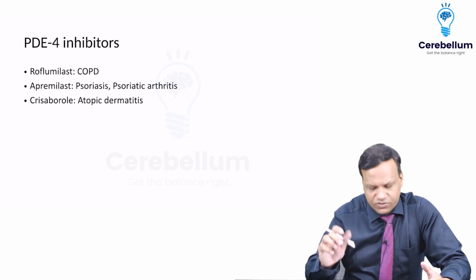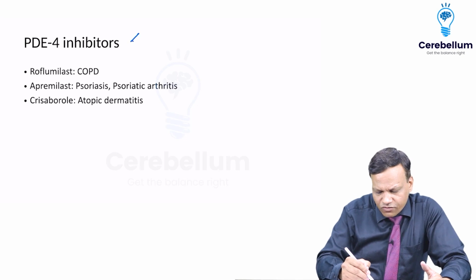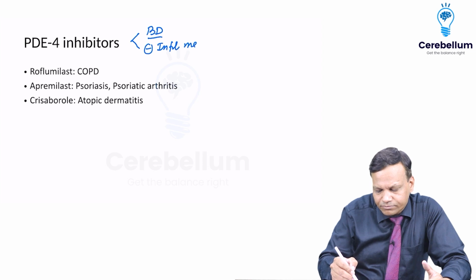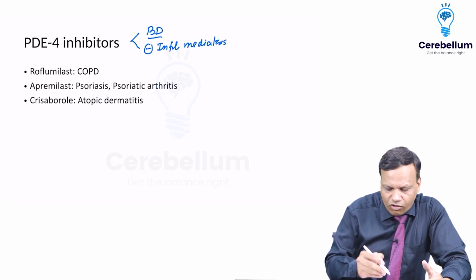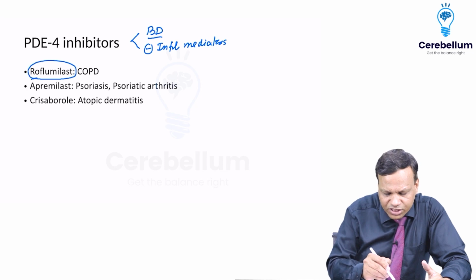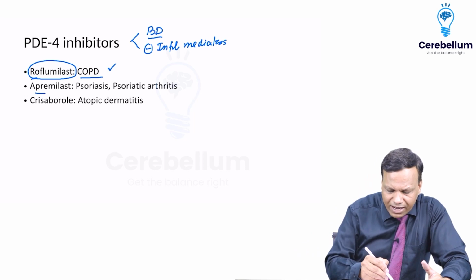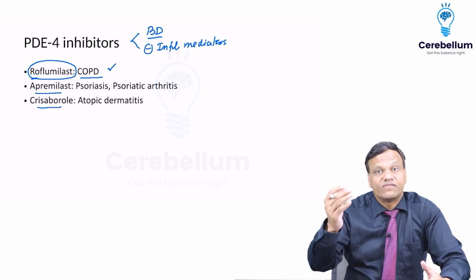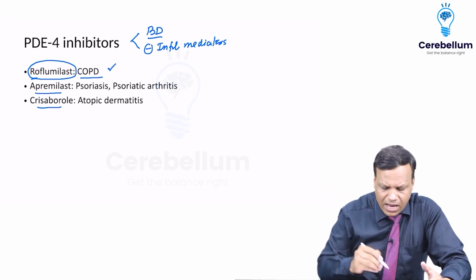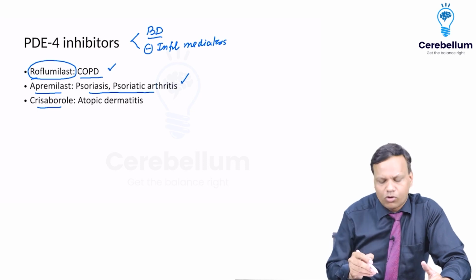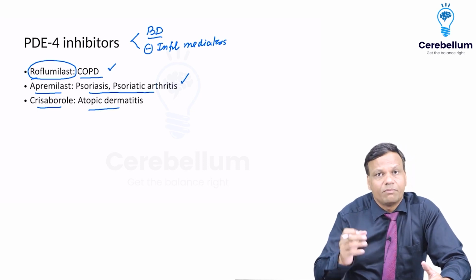Then coming to phosphodiesterase 4 inhibitors, we discussed 2 major actions. One, they cause bronchodilation. And second, these drugs may inhibit the release of inflammatory mediators. So we can utilize these for COPD. Roflumilast is a drug used for COPD, causing bronchodilation. Apremilast and crisaborole are drugs which inhibit the release of inflammatory mediators. Apremilast is used for psoriasis and psoriatic arthritis, whereas crisaborole is used for atopic dermatitis.